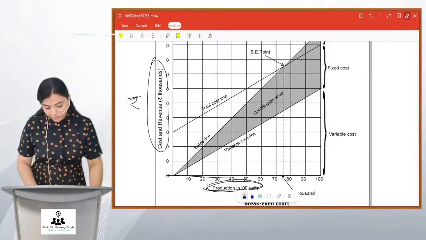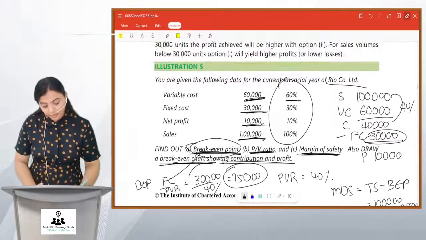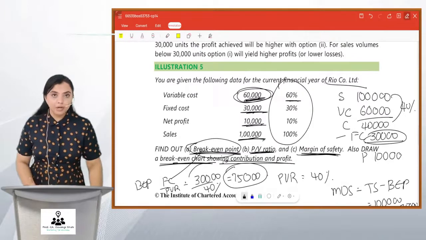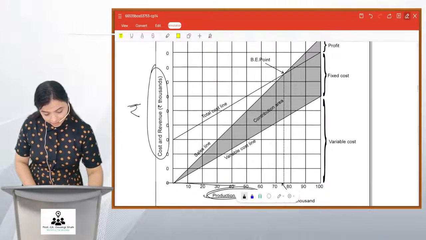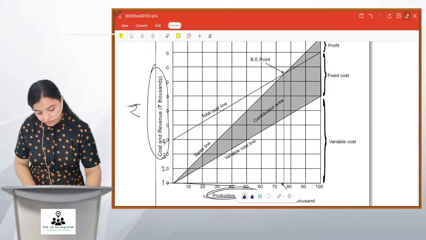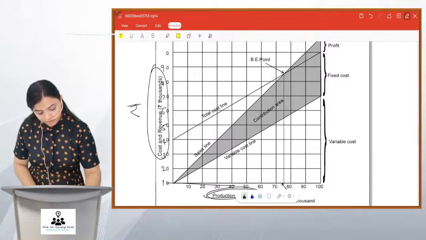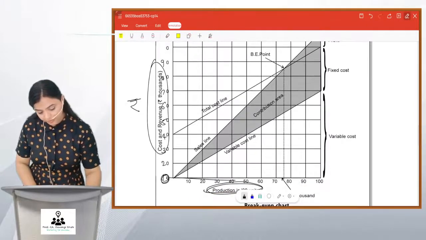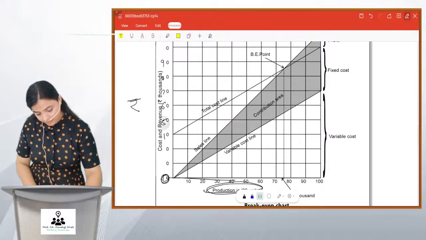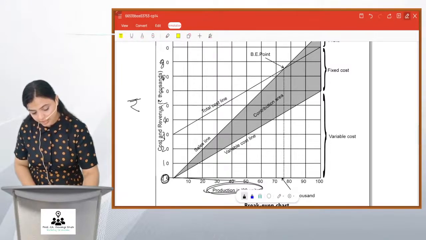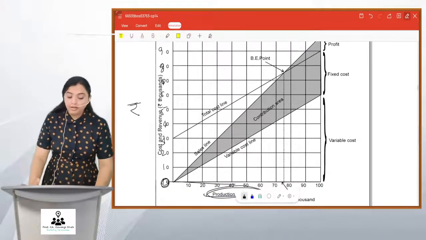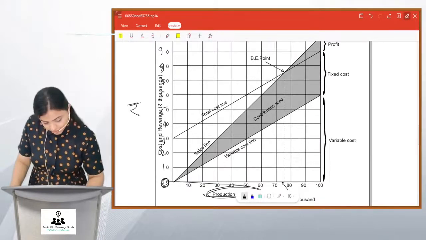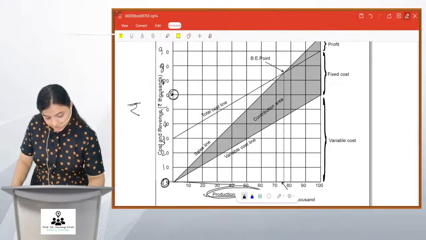Now, how to do this? Pay attention. They have said that 60,000 is the variable cost. So, where is the 60,000, friends? Basically, 10,000, 20,000, 30,000, 40,000. 100 is above. So, this will be 0. I am so sorry. 10, 20. Now, where will this 60,000 variable cost be? It will be here. Okay, 60,000 cost.